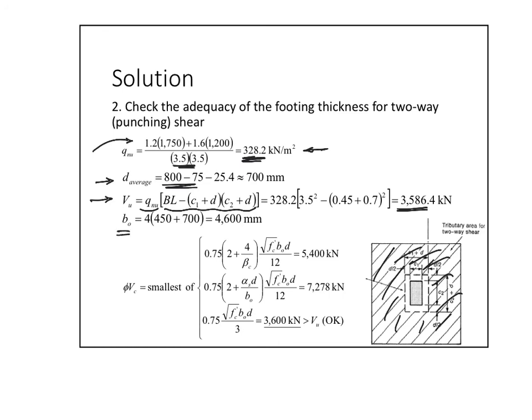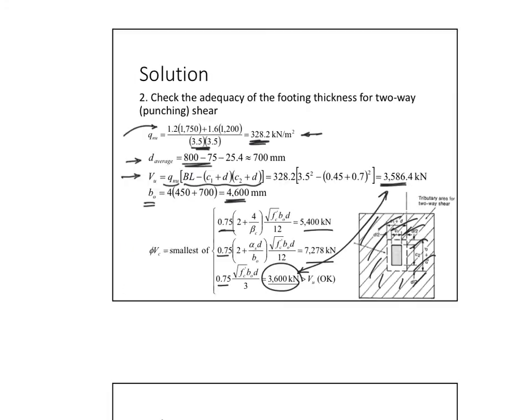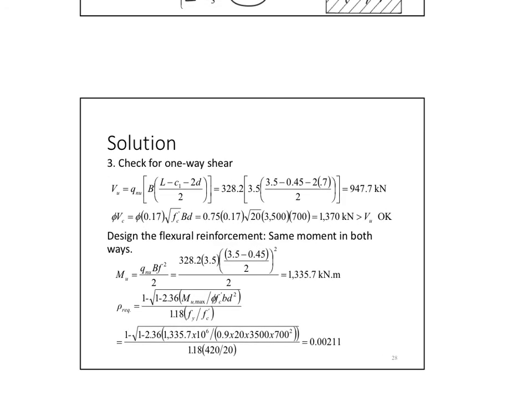And then it was 3586.4. B0 equals 4600. I substitute in all three equations. All three will have the 75% because that's the phi factor. I get all three numbers. The least is the 3600. Compare this to this and then see if it's safe or not. Now it was safe. Going to the next check, which is the one-way shear.